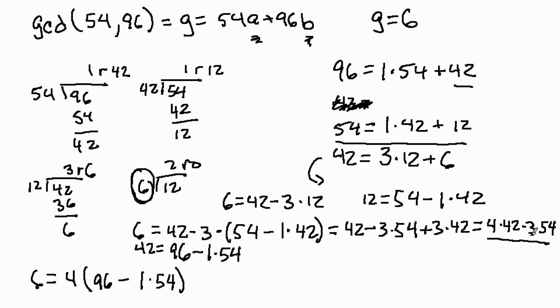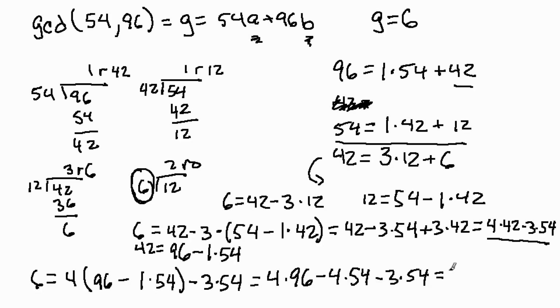Okay, minus 3 times 54. And that is equal to 4 times 96. And I've got minus 4 times 54. And then I've got minus 3 times 54. And that is equal to 4 times 96. And I've got a minus 4 times 54 and a minus 3 times 54. That's minus 7 times 54.